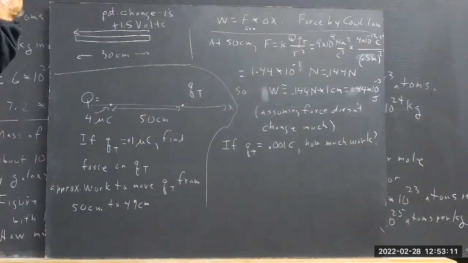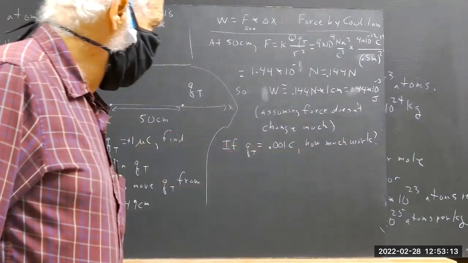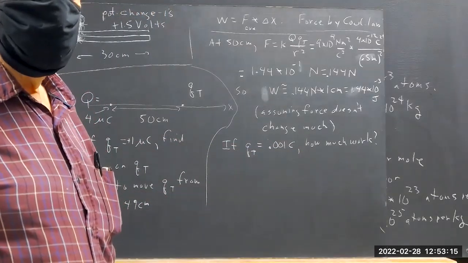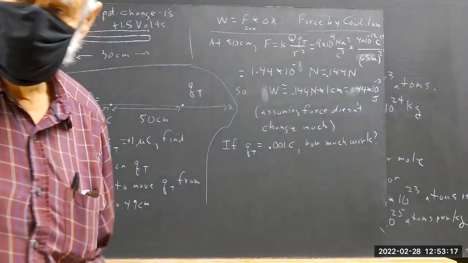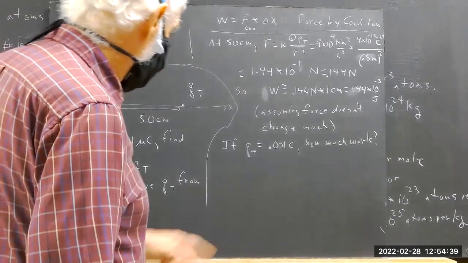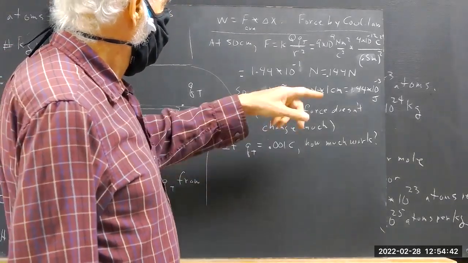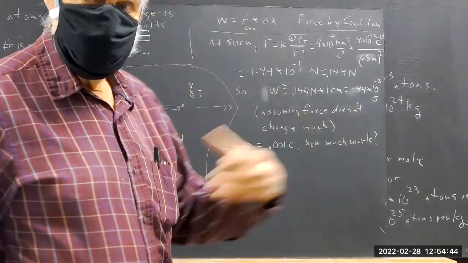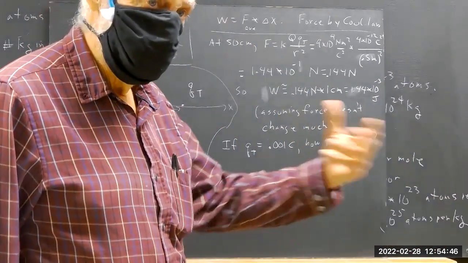Well, if the test charge is 0.001 coulombs, how much work is done? Should be able to answer that almost instantly. So don't write for a minute, just think and see if you can answer the question. Okay, so you immediately see that's 10 to the negative third coulombs. Micro means 10 to the negative 6. Nano means 10 to the negative 12.